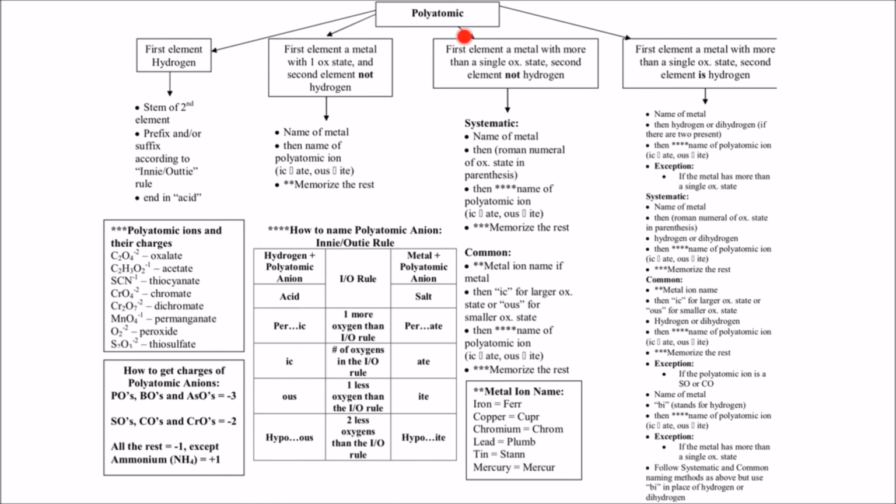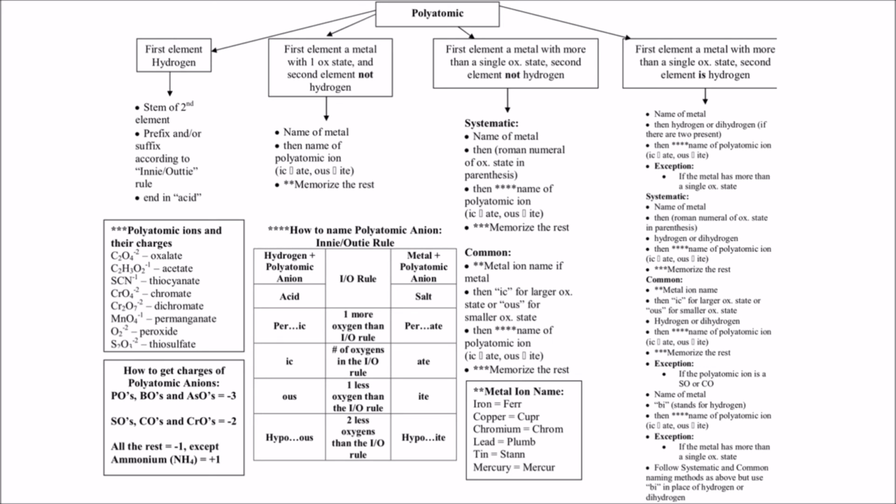Okay, we're on the polyatomic side of your flow chart. We're over here where the first element is hydrogen, and here's the rule. Stem of second element, then the prefix or suffix according to the any-outie rule, and then end with acid. Okay, so right here is the any-outie rule, and what we're doing is coming up with the polyatomic anion name.